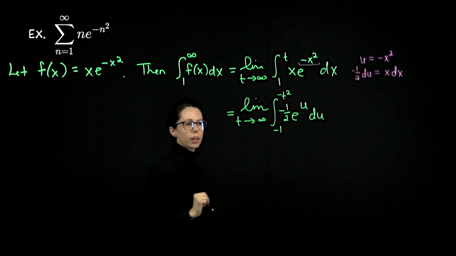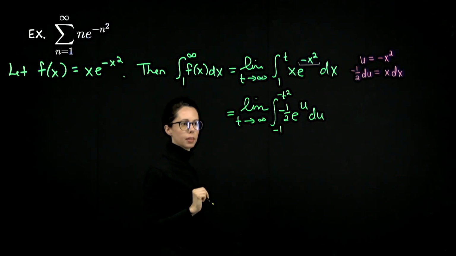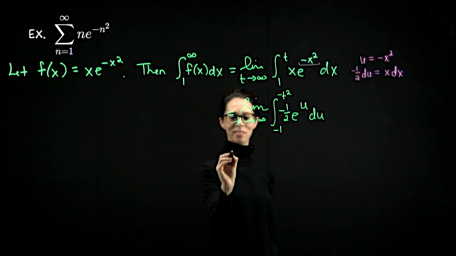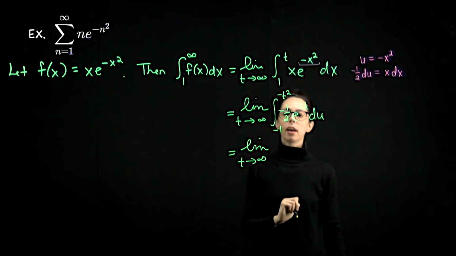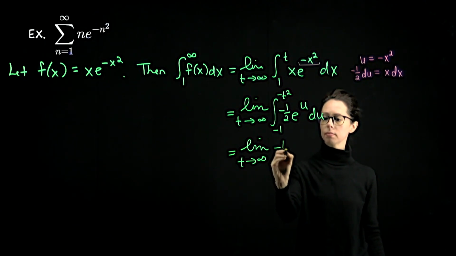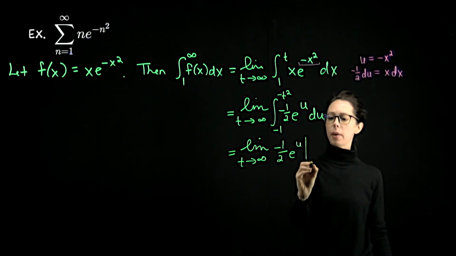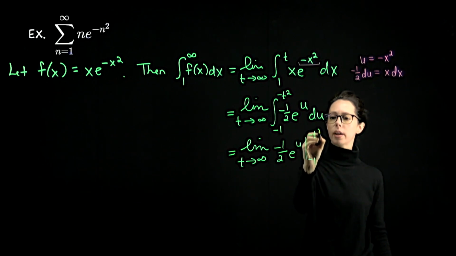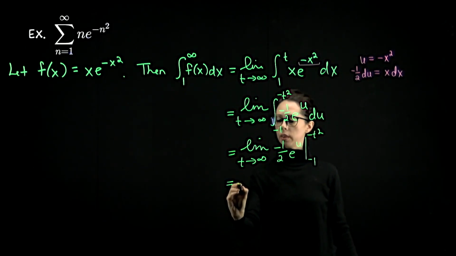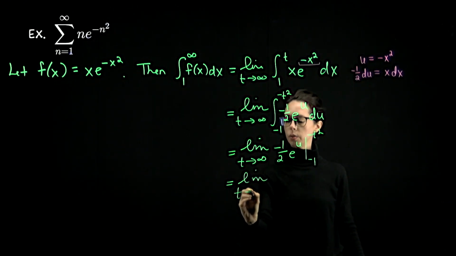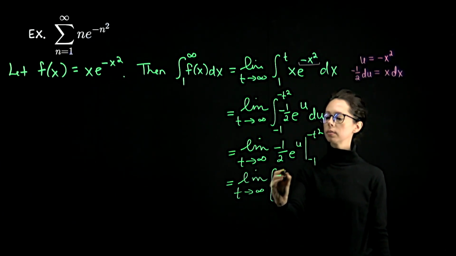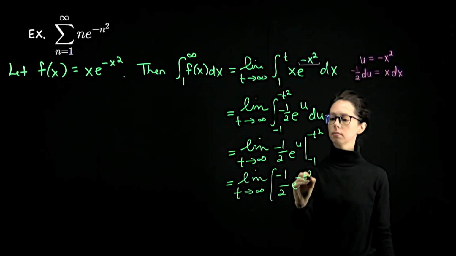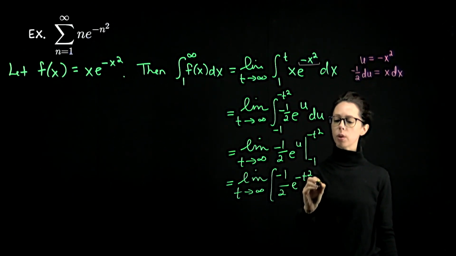Okay, so that is our new integral after the conversion with u substitution. Let's antidifferentiate. It's the easiest antiderivative possible. So this is the limit as t goes to infinity of negative 1/2 e to the u, where the bounds go from negative 1 to negative t squared. So we'll do the limit as t goes to infinity of -1/2 e to the negative t squared minus -1/2, so I'll write +1/2 e to the -1.